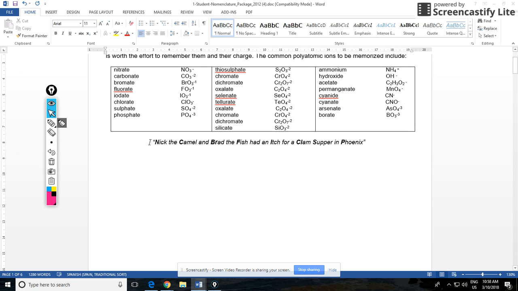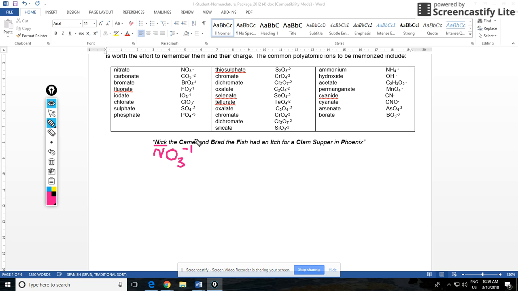So over here, there's a handy trick that you can use to remember some of the formulas for some of the common polyatomic ions. Here we have "Nick the camel and Brad the fish had an itch for a clam supper in Phoenix." Looking at the word Nick, the first uppercase bolded letter is the first letter of the element in the polyatomic ion. The number of O's is the number of consonants: N, C, and K. There are 3 consonants, so that's 3 O's. The charge is the number of vowels in that word. There's 1 vowel, so the charge of nitrate is -1.